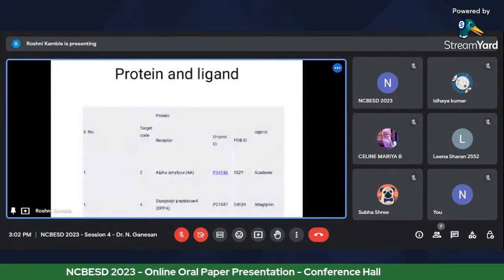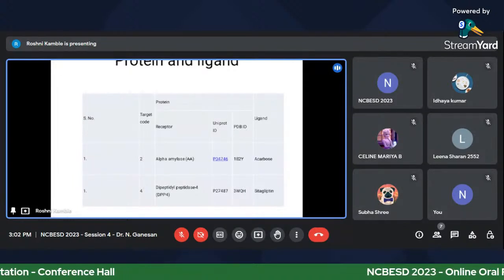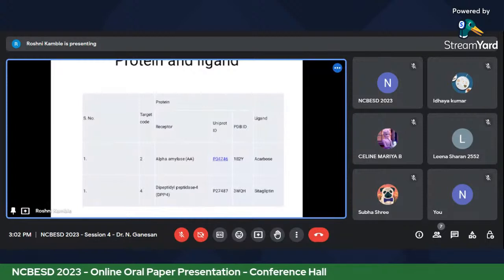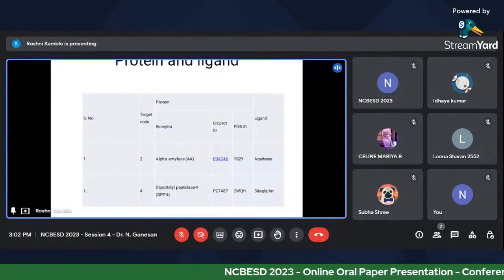So this is the protein and ligand interaction. Alpha amylase, their UniProt ID, PDB ID, and the ligand acarbose. DPP4, UniProt ID, PDB ID, and the standard drug, that is sitagliptin. Acarbose is an inhibitor of alpha amylase and sitagliptin is an inhibitor of DPP4.